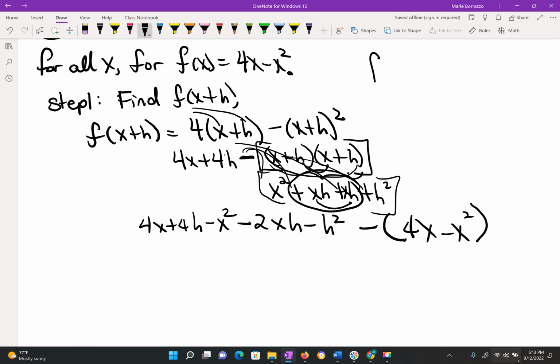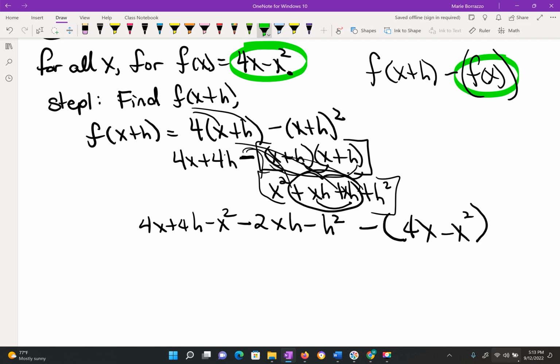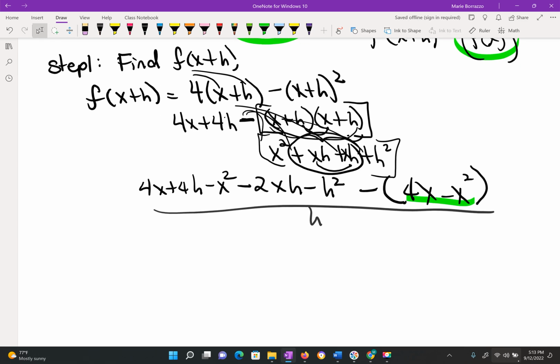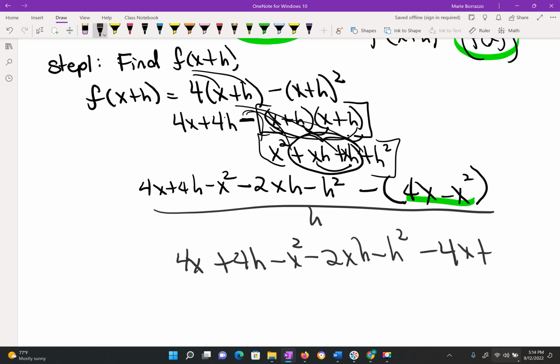right? Because remember the formula, it's f of x plus h minus f of x. This f of x, if you look at the highlight, is that green. That's what this is. Now we're going to distribute the negative. Just remember, this is all over h. Okay, and patiently we'll write it again. 4x plus 4h minus x squared minus 2xh minus h squared minus 4x plus x squared. That's the whole numerator, and all of this over h.